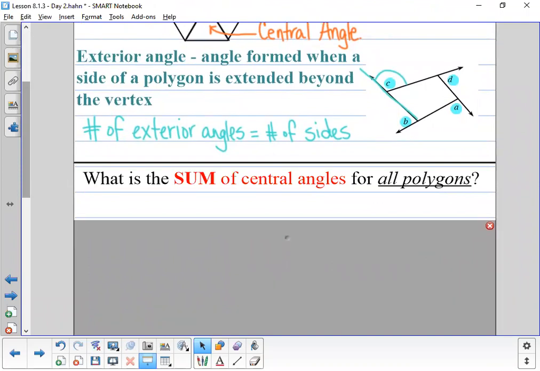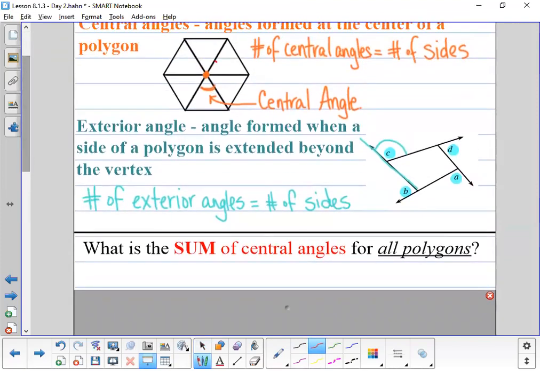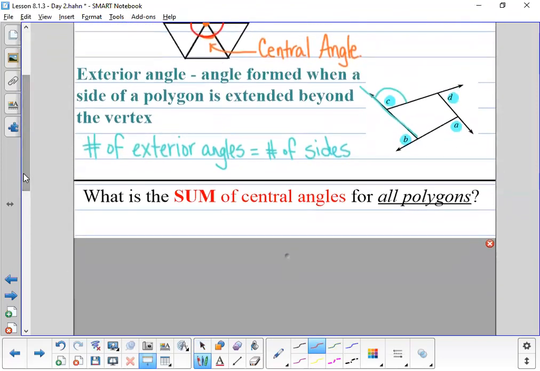What is the sum of the central angles for all polygons? Well, if you look up here, the central angles form a circle like that. And we know that a circle has 360 degrees. So if I add up each one of those central angles, it will add up to 360 degrees. And that will be true whether your polygon is regular or not.